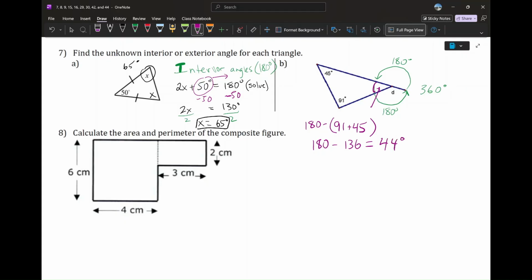Now we know that 44 degrees goes in that corner there. So from 44 to this side will be 180. So we just take 180 minus 44, which is 136 degrees. So you can also see there is a pattern between this angle and the sum of the other two angles in the triangle.